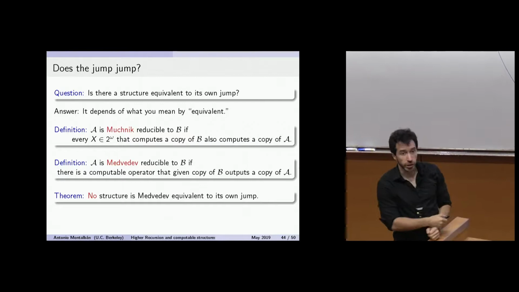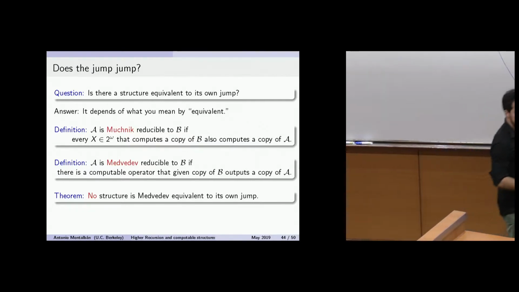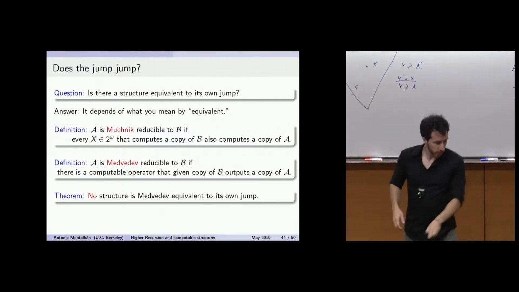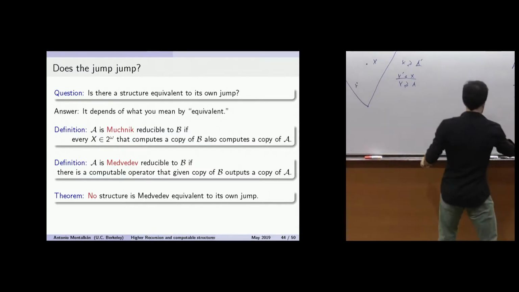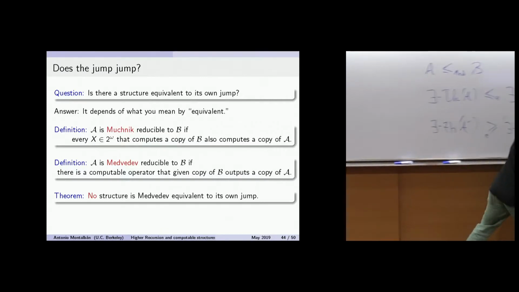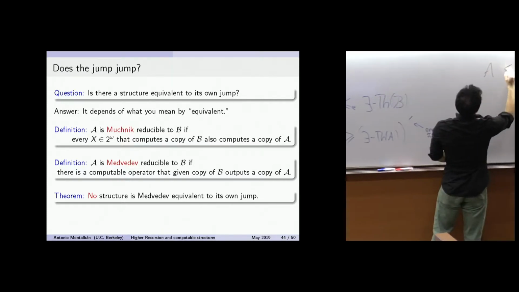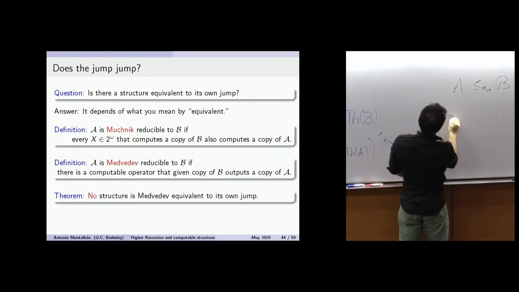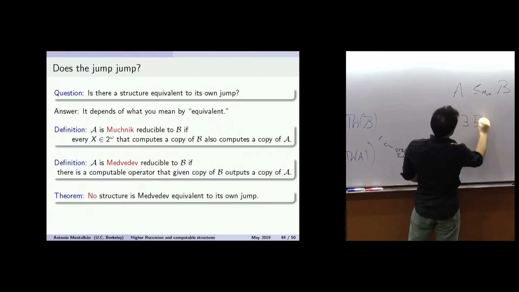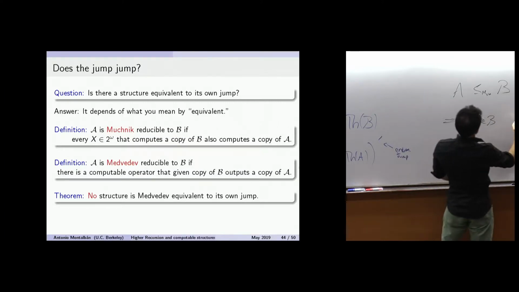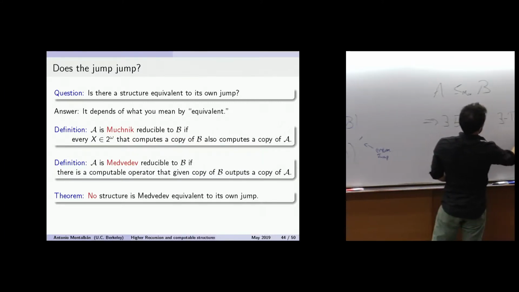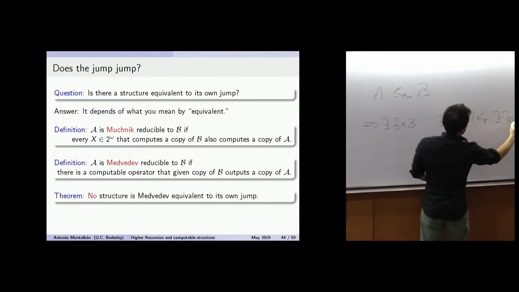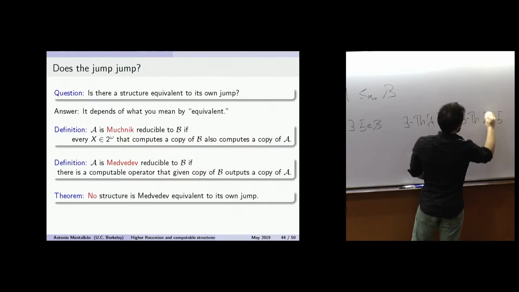That's not true for Muchnik. In the case of Muchnik, what you get is that if A is Muchnik reducible to B, then there exists a tuple b̄ such that the existential theory of A is enumeration below the existential theory of B together with that tuple.